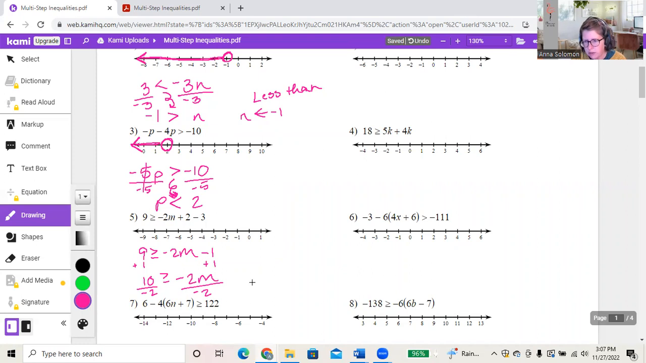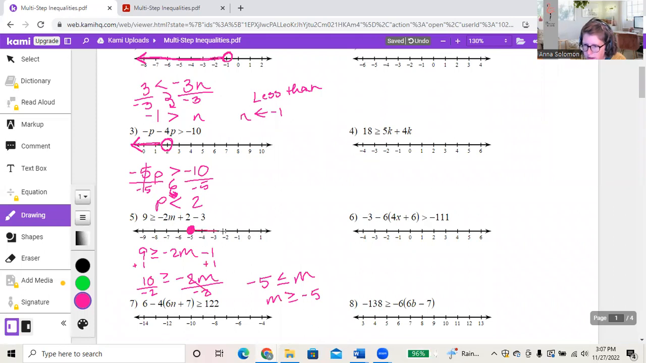10 divided by negative 2 is negative 5. Flip that sign. And then these cancel out. So I've got just m. So I could write it as m is greater than or equal to negative 5. So let me find my negative 5. I'm going to do a closed circle. All right. And then m is greater than or equal to.